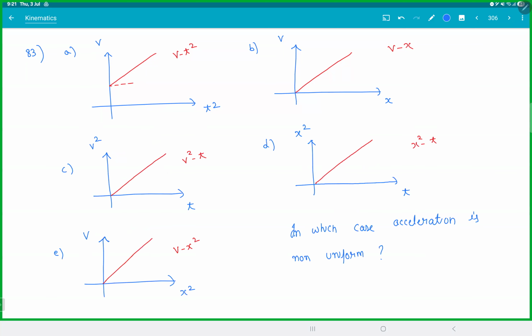Now can you try the remaining three? Looks like all will be non-uniform. I don't know, I'm guessing. You can just take it as slope m and do it. Okay, A, C, B, E. Let's see.